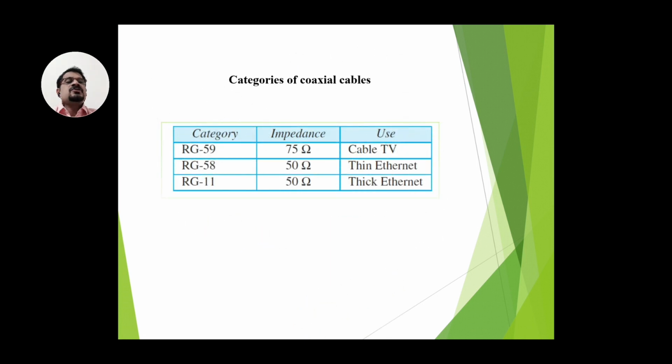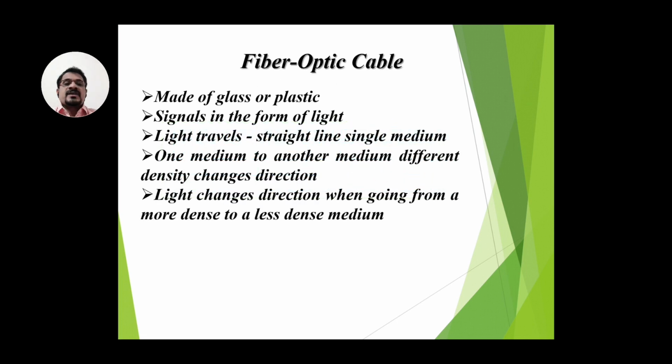Here the categories of coaxial cables are RG58, RG59 and RG11. The major characteristic we consider is impedance, because it is how much resistance there will be against the signal. RG59 is 75 ohms, RG58 is 50 ohms and RG11 is 50 ohms. RG59 can be used for cable TV, RG58 is for thin Ethernet and RG11 is used for thick Ethernet connection in a coaxial cable.